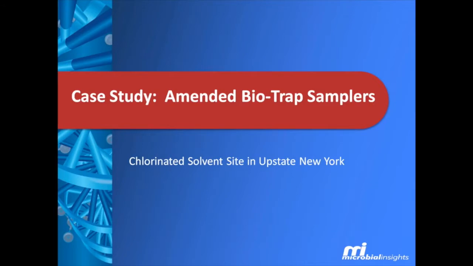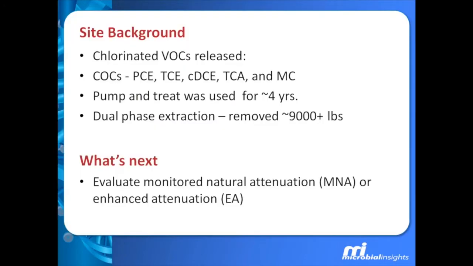This particular case study is a site impacted by chlorinated solvents in upstate New York. To give you a little background, the contaminants of concern here are primarily PCE, TCE, and cis-DCE. There's also some TCA and methylene chloride as well. The site had been treated by pump and treat for about 4 years with over 9,000 pounds of chlorinated hydrocarbons removed. So the client here was interested in perhaps transitioning to either monitored natural attenuation or an enhanced attenuation option.